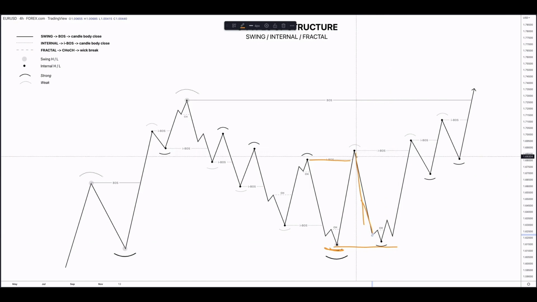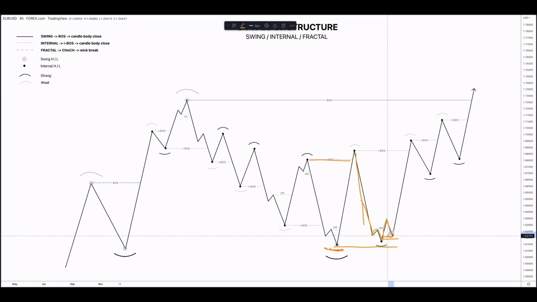Because obviously the internal structure is pulling back. So we can wait for what? We can wait for the fractal structure to then break bullish, right? Those little pieces of price action. When we get that bullish change of character, what does that signal? That signals the end of this internal pullback. So now as price comes back in, we can buy this level here because we have everything aligned.